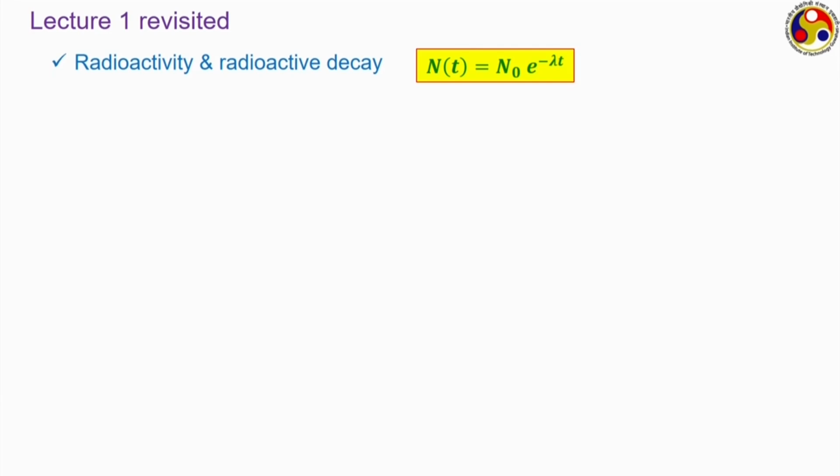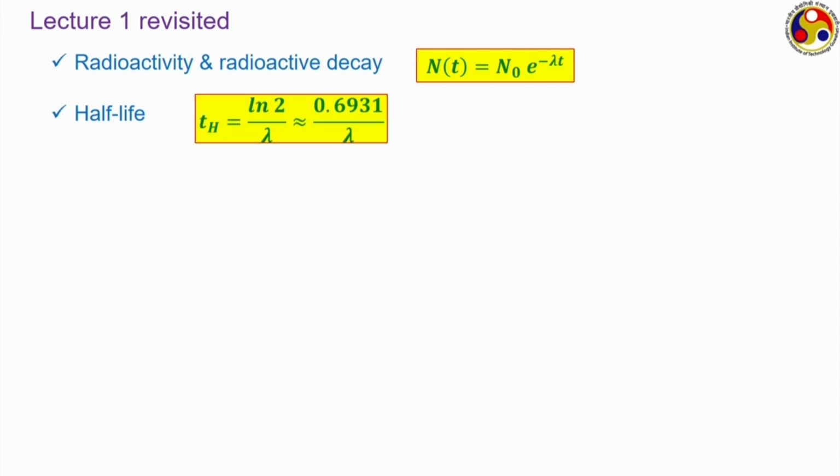Lambda is a characteristic of the radioactive isotope itself, but a more important property which is extremely important to know about any radioactive isotope is called the half life, which is defined as the time required for the number of nuclei present in a sample to reduce to half of its original value. And this half life is related to the decay constant by a simple relationship, or you can say the half life is inversely proportional to the decay constant.